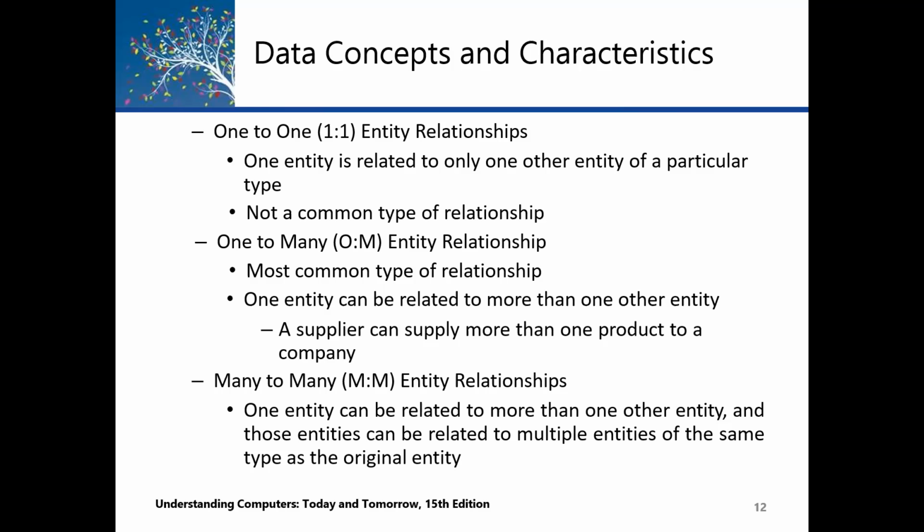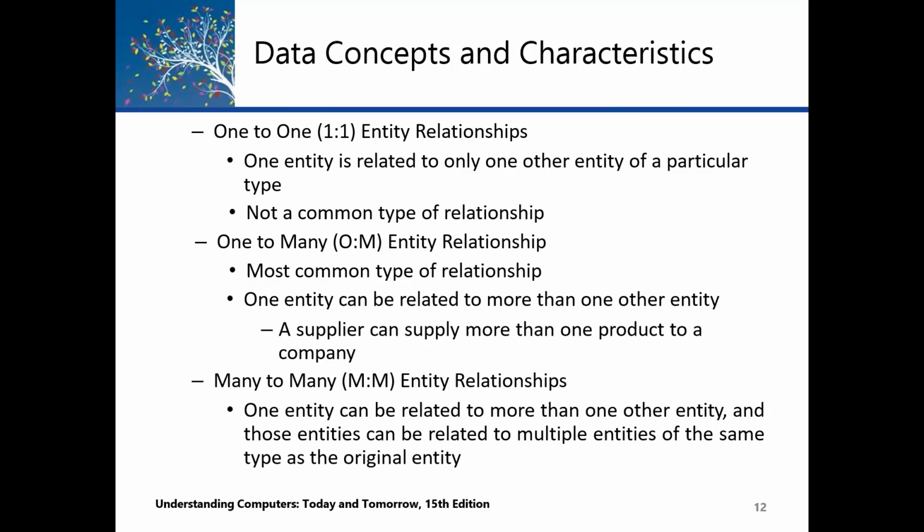Okay, then many to many entity relationships. One entity can be related to more than one other entity, and those entities can be related to multiple entities of the same type as the original entity. So, actually, there is an example for parent-child. Okay, so parent-child hierarchy. Hierarchy is nothing but we are using inheritance in Python.